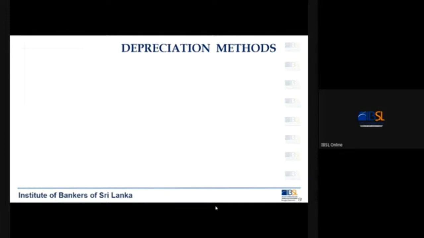So today we are going to look at the depreciation methods. Depreciation methods, the ways and means that the company could depreciate its assets using a scientific method. So why we say scientific method is like there is an underlying formula for you to calculate the depreciation, right?